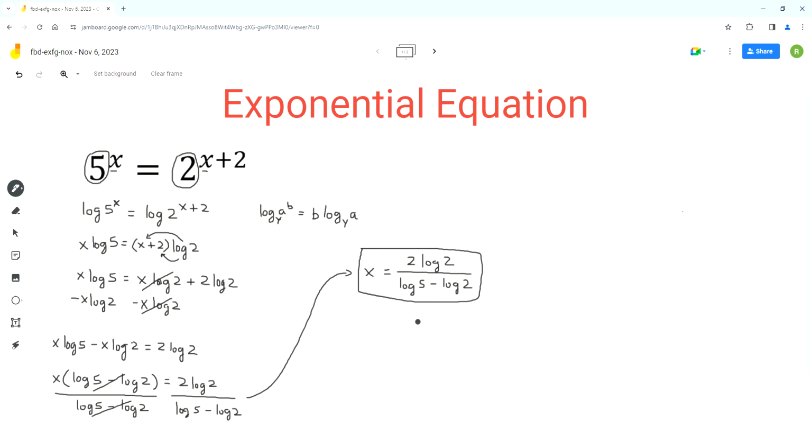If you have to simplify this further, in the numerator we can move the coefficient 2 to the power of 2, so log of 2 squared. And in the denominator, we can use the quotient law of log. As per the quotient law of log, it becomes log of 5 over 2.